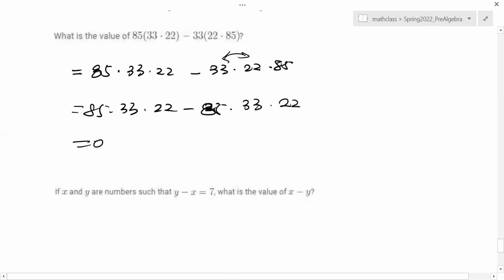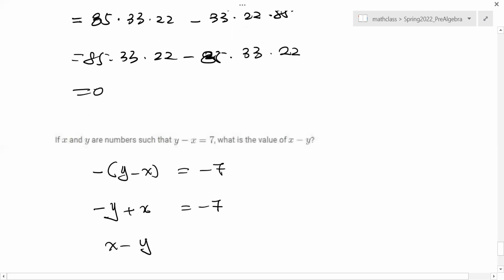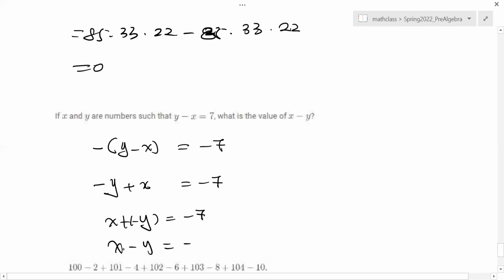Let me explain why this is true. If you have two numbers, y minus x equals 7, what is the value of x minus y? How do you get x minus y? All you have to do is multiply both sides by negative 1. Negative 1 times (y minus x) is going to be negative 7. Then we already know this is going to be negative y plus x, which is negative 7. Then you can interchange that. That's going to be x plus negative y, right? It's going to be negative 7, which is x minus y equals negative 7.